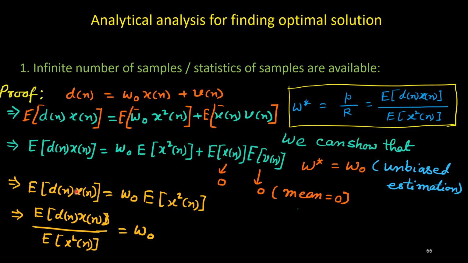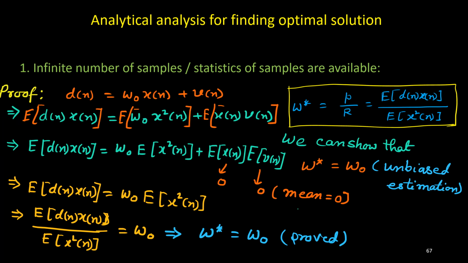So what you can do, you can divide this by this, it will be equal to w naught. That implies that this factor is the same as this one, so this is basically w star. Thus we can say that w star equals w naught. So it's an unbiased estimator. Even though additive noise is there, we can perfectly reconstruct or estimate the unknown coefficient w naught. This is the beauty of this analysis. Okay, so this is for an infinite number of samples.